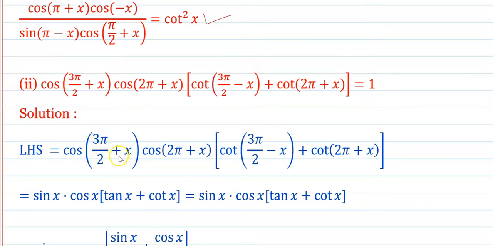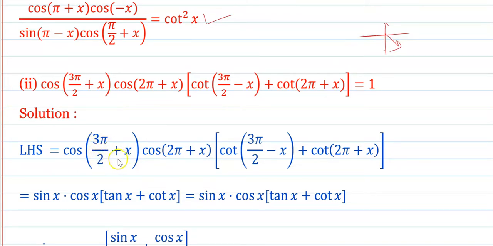Therefore, the function will change. Now, 3 pi by 2 plus x. It is in the fourth quadrant. Okay, see this here. 3 pi by 2. This is 1 pi, 2 pi, 3 pi by 2. 3 pi by 2 plus x. It is in the third quadrant. And therefore, it's a positive. Function change होणार. या पहिल्यांदाच आपल्याला pi by 2 angle आलेला आहे.